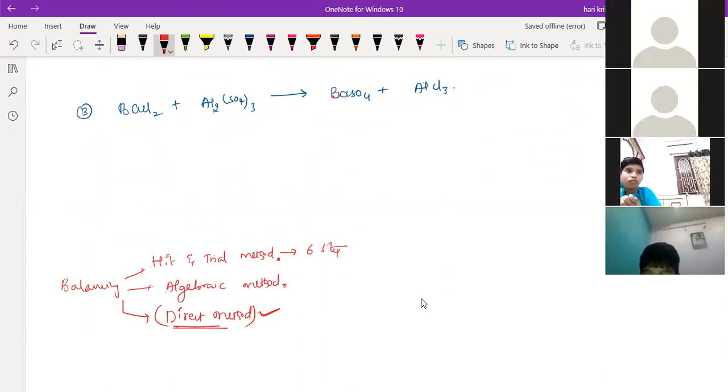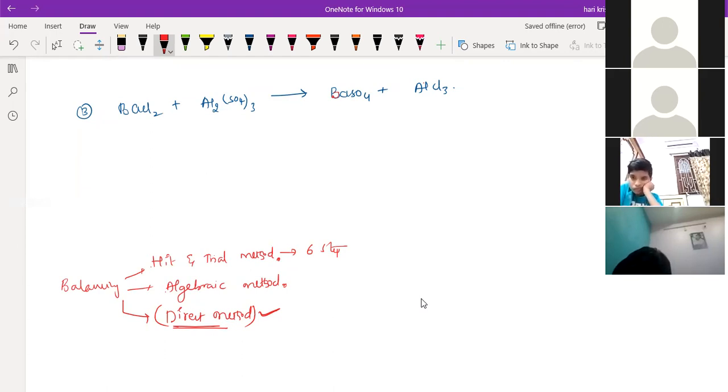Now listen. Atoms should be equal. Suppose if a barium atom is there, the number of atoms should be equal on the reactant side and on the product side. If it's balanced, no problem. If it is not balanced, then we have to balance that one. If it is not balanced, we can add any number, but we'll add the numbers only outside the boxes. That's what I'm telling, right?